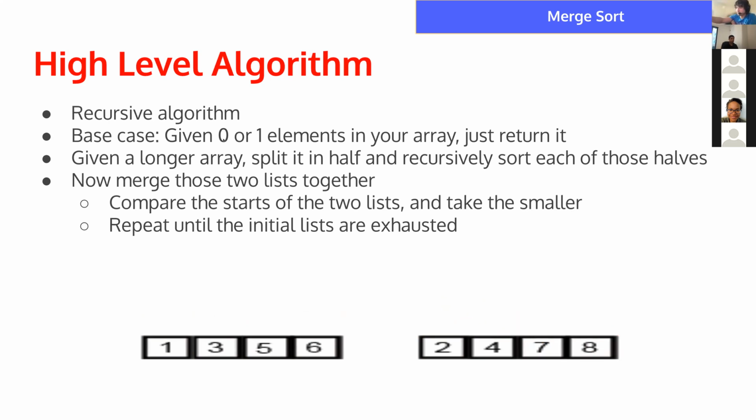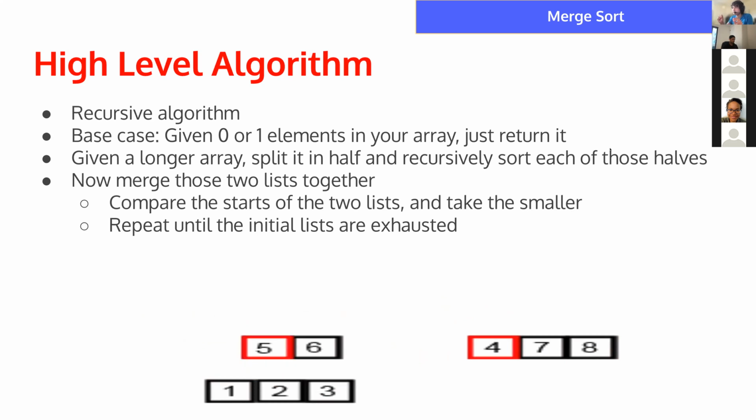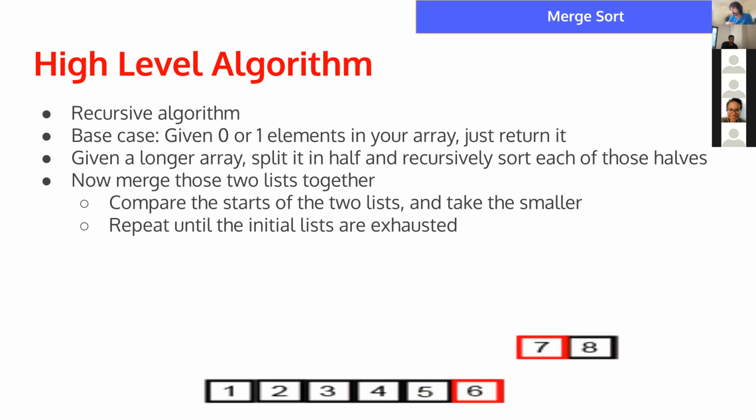So we have the two subarrays. We're going to compare 1 and 2, take 1 because that's smaller, compare 3 and 2, take 2 because that's smaller. And we keep doing this, taking the smaller of the front of the two arrays at every step until they're all merged together and we have the sorted list.